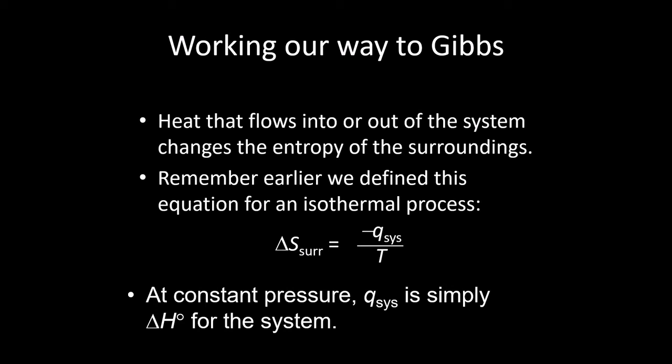Let's think about our system and heat and entropy moving in our system. So start off here on this slide talking about heat that flows into or out of the system, changing the entropy of the surroundings. And earlier we had this equation. We used a modified version of this actually in the last question there. So this will help us define the entropy change of the surroundings based on the heat change for the system.